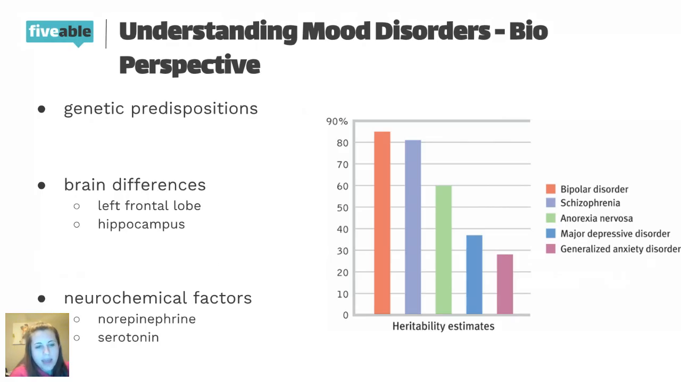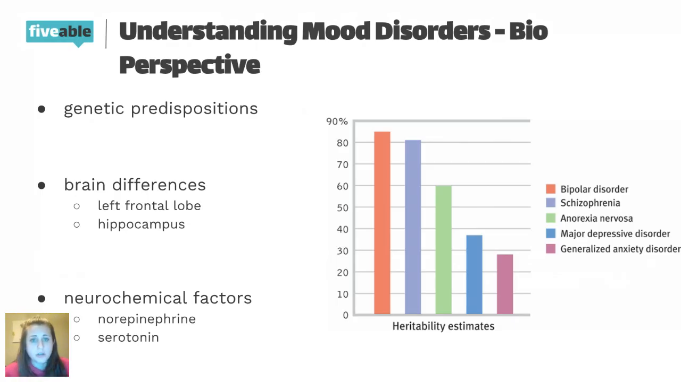And we'll talk more about that in the therapy unit when we talk about treating them, because those chemical factors are what we do with medications and stuff like that. So from a biological perspective, there's a lot of reasons why some people may suffer from a mood disorder: chemical differences, brain differences, genetic differences.